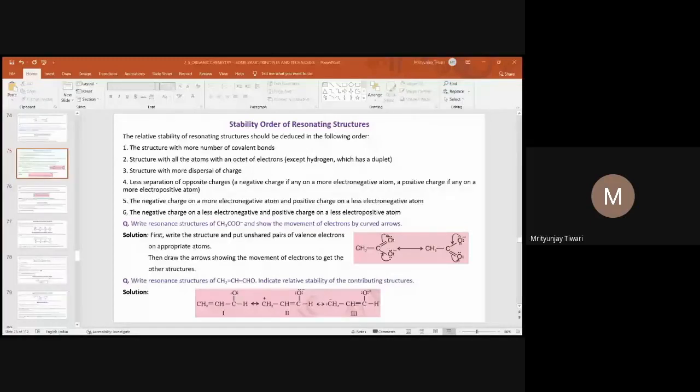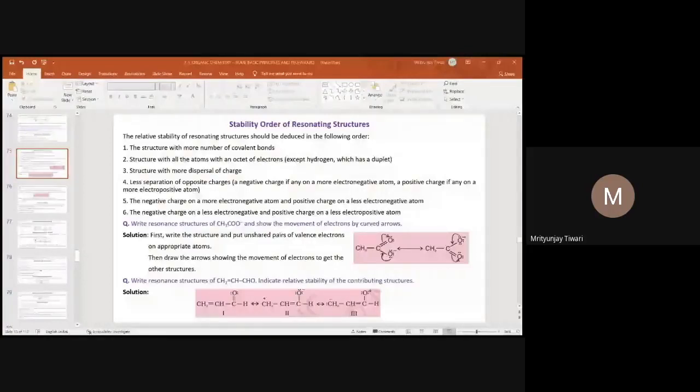But if these opposite charges are at farther, distal positions, far away at distant positions, then the distance between them will be high, and according to Coulomb's law, the interaction between them will be lower, and thus the electrostatic attraction will decrease. If the electrostatic attraction decreases, the stability of that resonance structure will also go down.